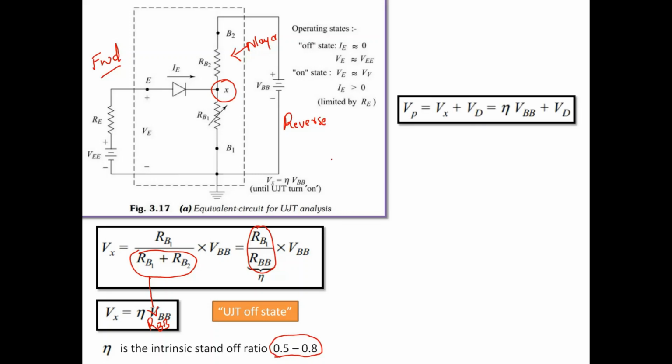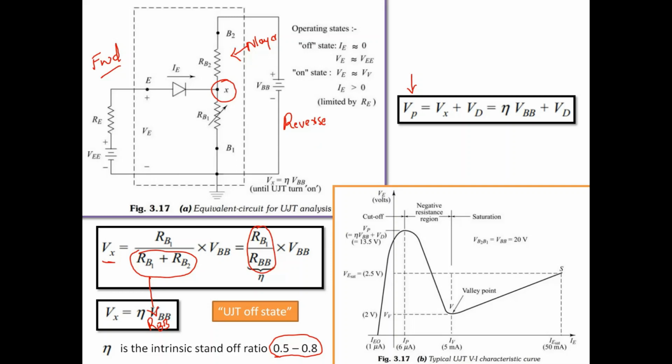If you want to measure the peak voltage, Vx is found by applying the voltage divider theorem, plus Vd, because there is also a barrier voltage here. To turn on this particular diode, we require 0.6 volts. So the peak voltage can be calculated as Vx plus Vd, and Vx can be written as eta times VBB, so VP equals eta VBB plus Vd.